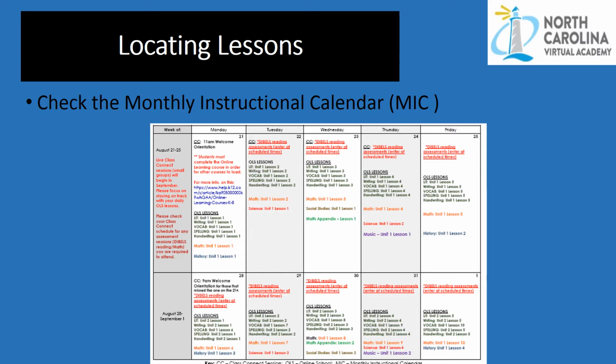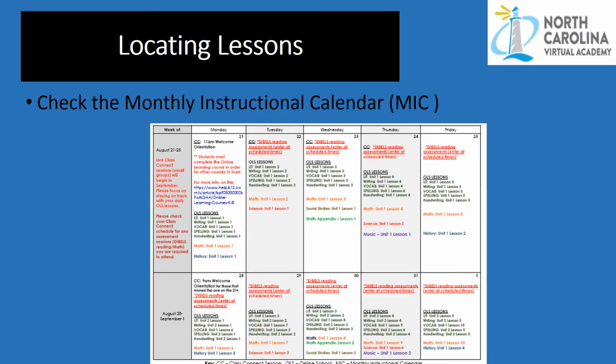Now that we're familiar with some of the features of your Learning Coach account, let's learn how to access lessons that need to be completed. You'll receive a monthly instructional calendar from your teacher listing the units and lessons on their assigned days. Most often, this monthly instructional calendar is referred to as the MIC. The MIC tells you what unit and lesson number to complete each day. It is very important that you reference the MIC every day to see which lessons need to be completed. The MIC is delivered to both the student and Learning Coach email accounts.